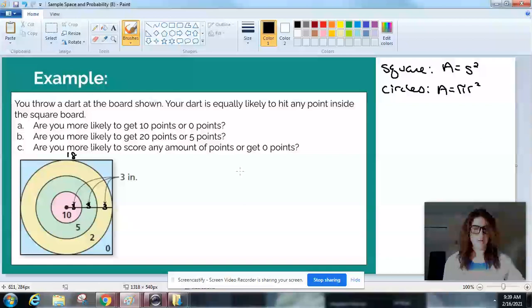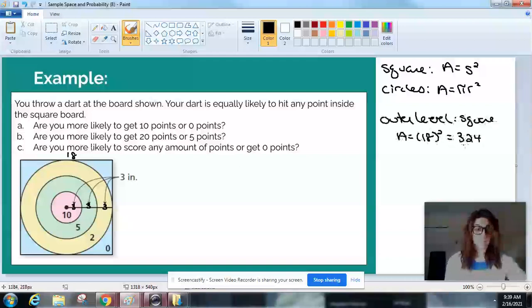So my outer level is the square, and its area is 18 squared, or 18 times 18, which is 324. That's the first thing I have to figure out. Then I'm going to find each individual piece. I'm going to start with the innermost and then work my way through from there.